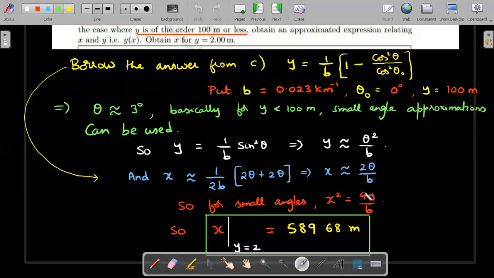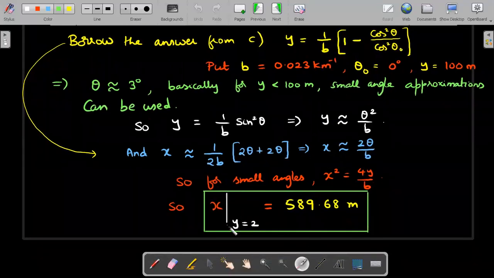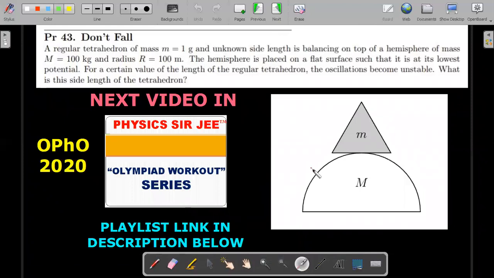for small heights. This is the answer that you need to write, and nicely substitute y equal to 2, and the b expression has been given. So you need to be good with your calculations, and you get approximately 89.68 meters. So this is the solution for INPHO problem number 1.